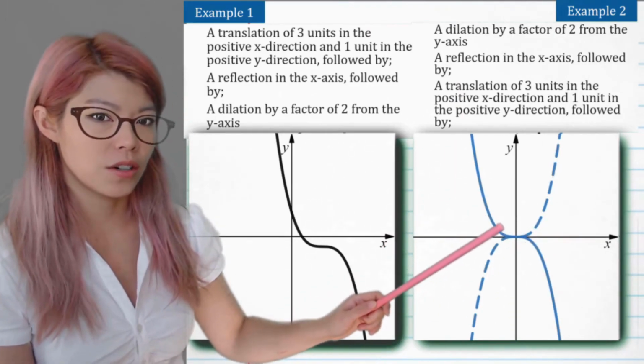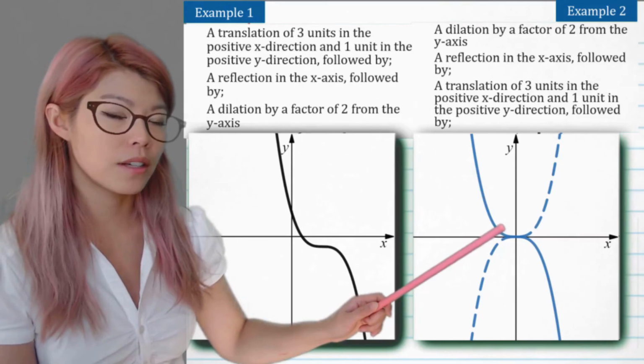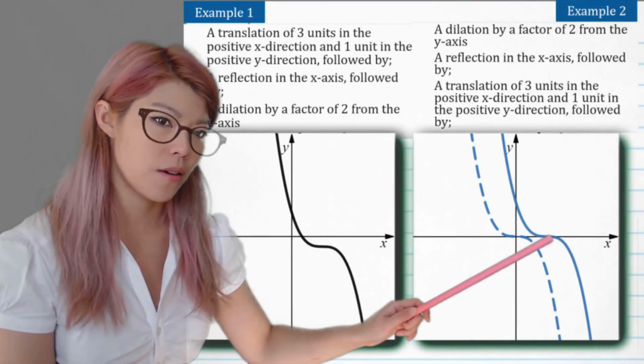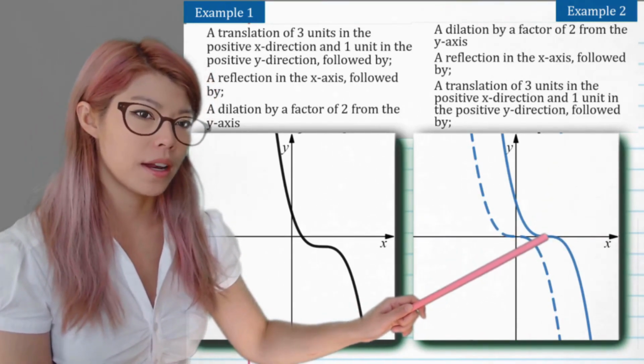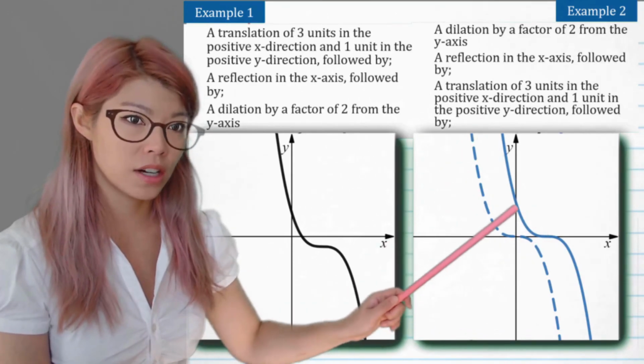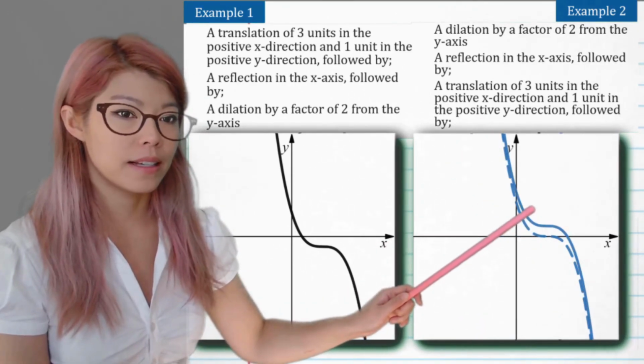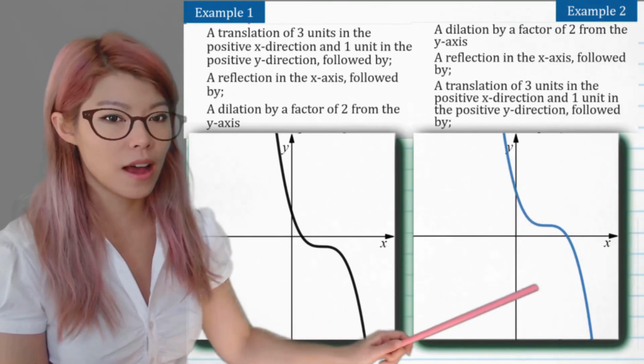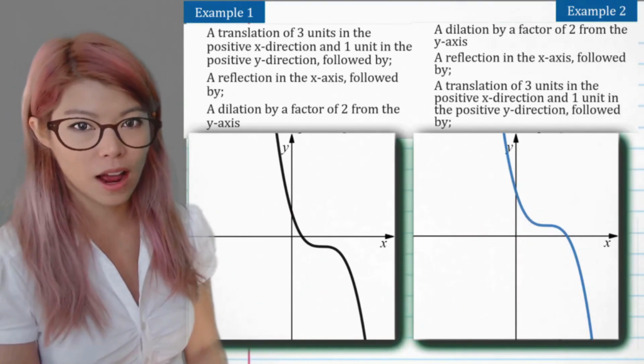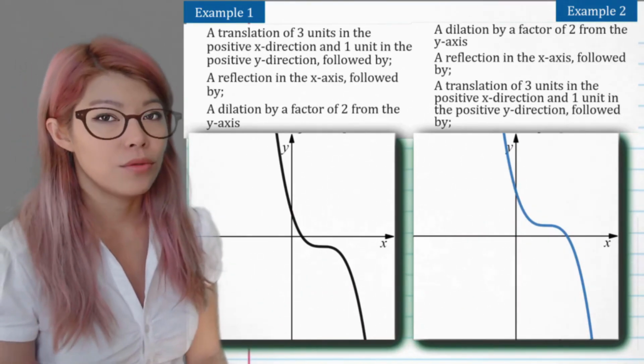Now translation of 3 in the positive x direction means 3 that way. And now 1 in the positive y direction means going up. And so you can see that this graph is not the same as this graph. So the order really matters.